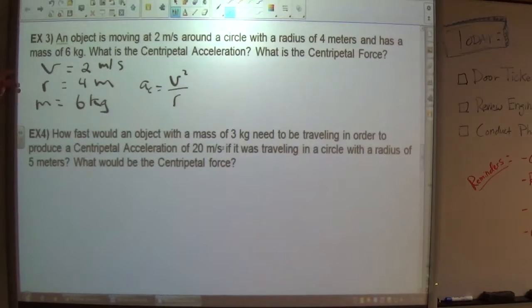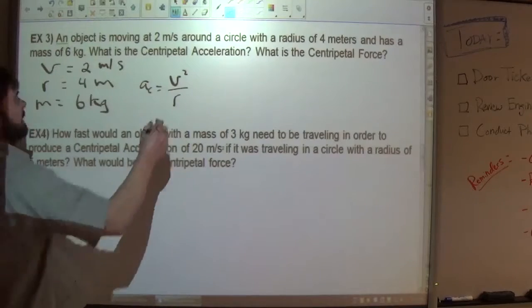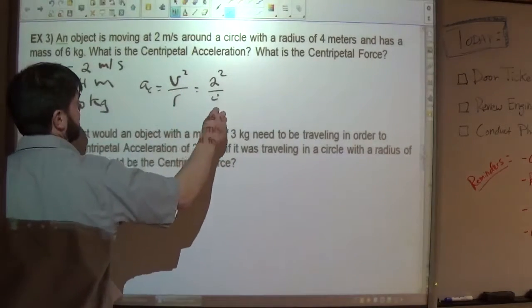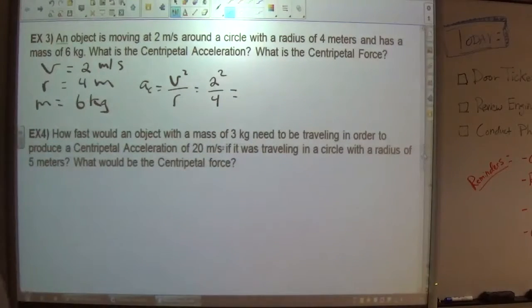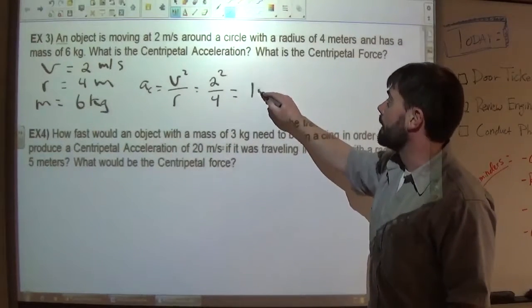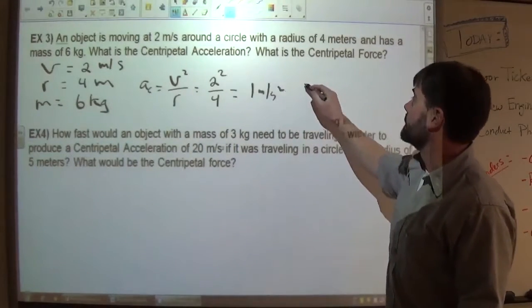We simply only need 2 things here. You're going to plug in the 2, squared, and we're going to divide by the radius r. Now the numbers here work out pretty easy, but we're just going through the steps. So I got 2 times 2 on the top, which is 4, divided by 4 just gives me 1. And our units will be meters per second squared.